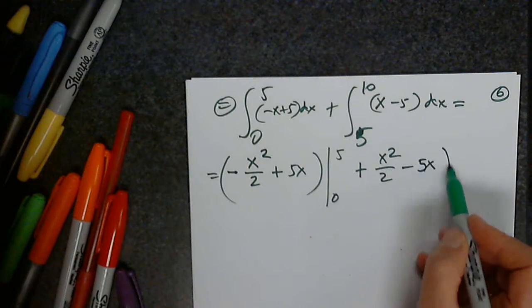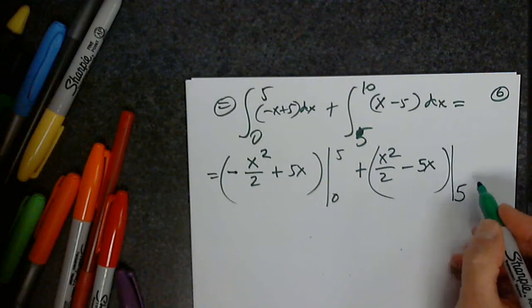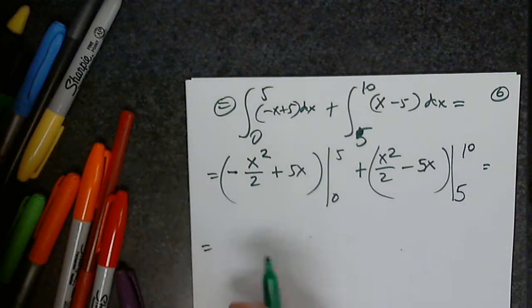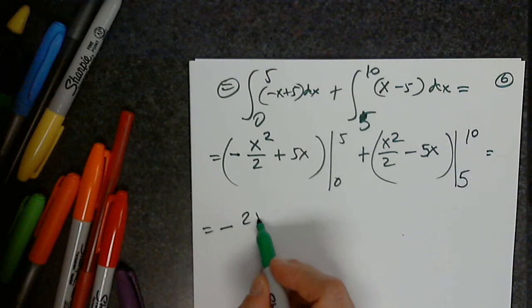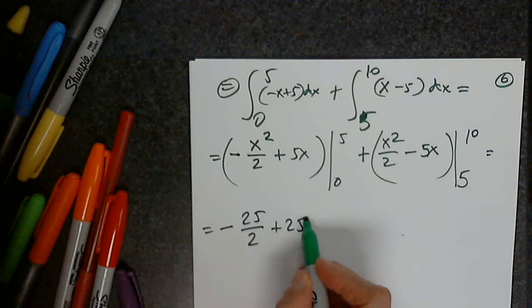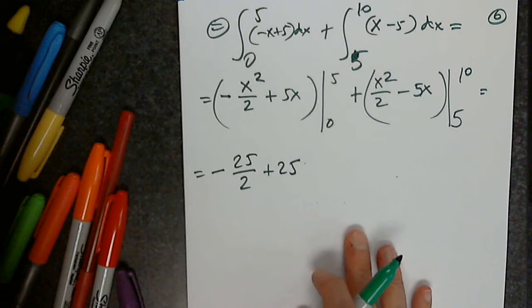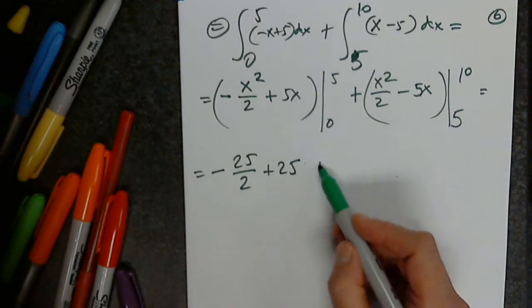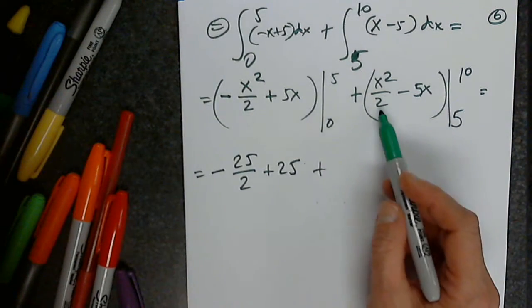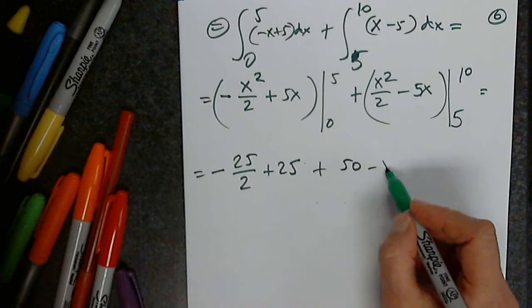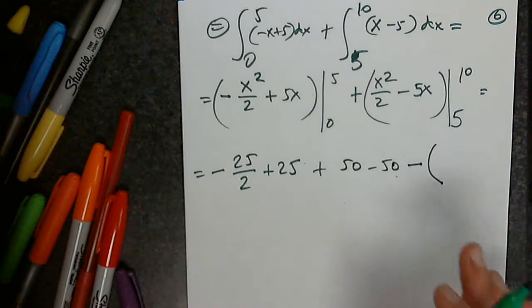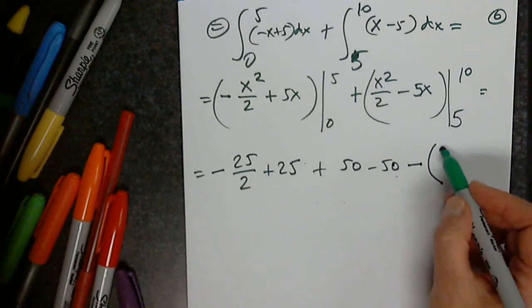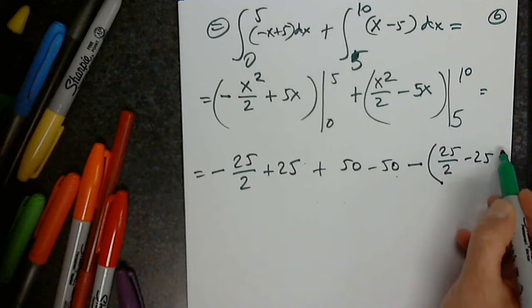minus, from 5 to 10. As we know, we have to plug in 5 first. Negative 25 over 2 plus 25, but luckily when I plug in 0, what happens? 0 minus 0 plus. I plug in 10, 100 over 2 is 50, minus 50, minus, put it in parentheses to make sure that you don't make a mistake. When I plug in 5, I get 25 over 2 and minus 25.